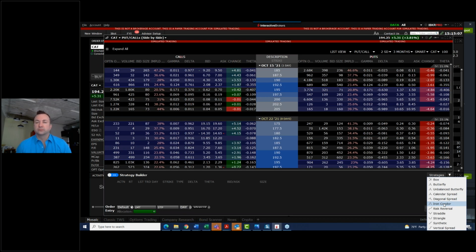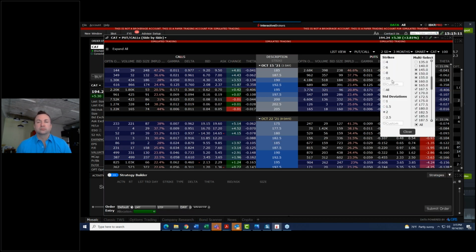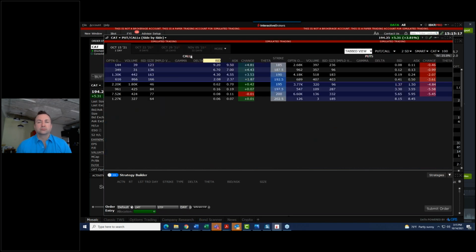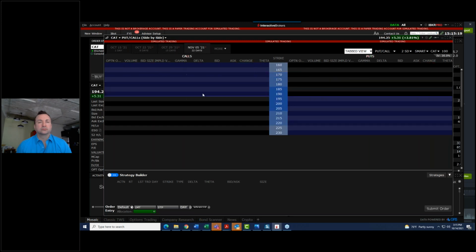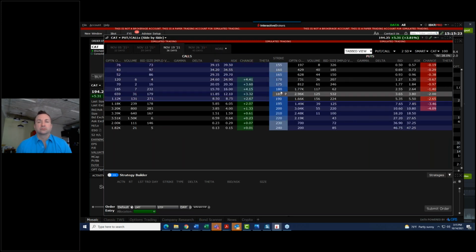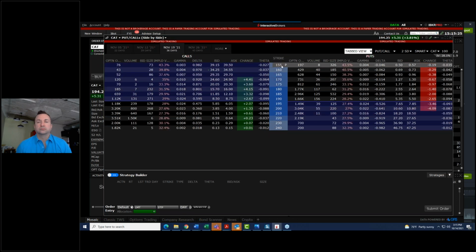Maybe I want to put a few more strikes in there before I do this. So I'm going to do, yeah, 2 standard deviations will be good. I'll do that on the tab view. And we're going to look at regular November the 19th expiration. So I've got strikes 155 all the way up to 240.